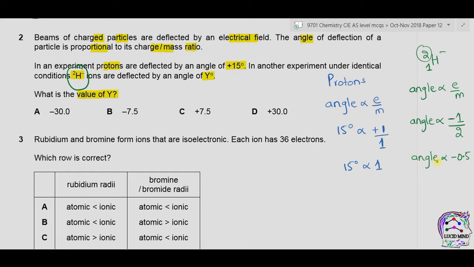Now we can equate these two to find the angle required. So we have angle on one side and charge to mass ratio on the other side. When angle is 15 degrees, the charge to mass ratio is equal to 1. And when angle is x, the charge to mass ratio is equal to minus 0.5. Now by cross multiplying, we can find the value of x. X equals 15 degrees into minus 0.5, which is equal to minus 7.5 degrees. So this shows the angle of deflection by H minus. The answer is therefore B.